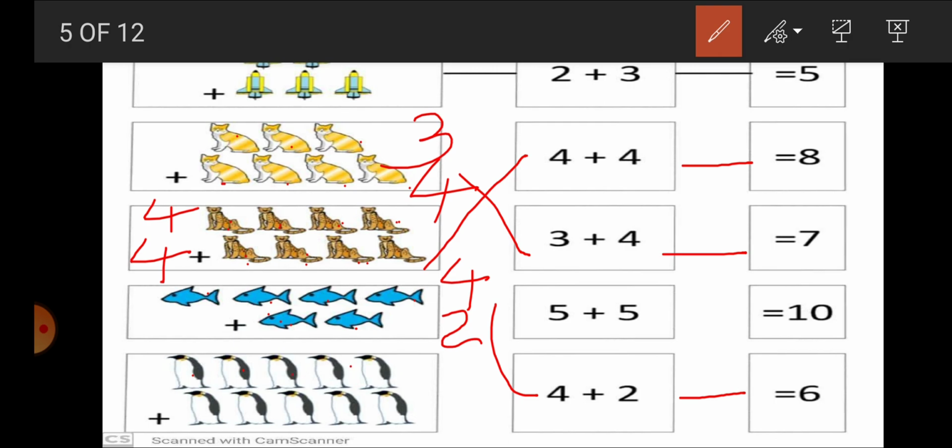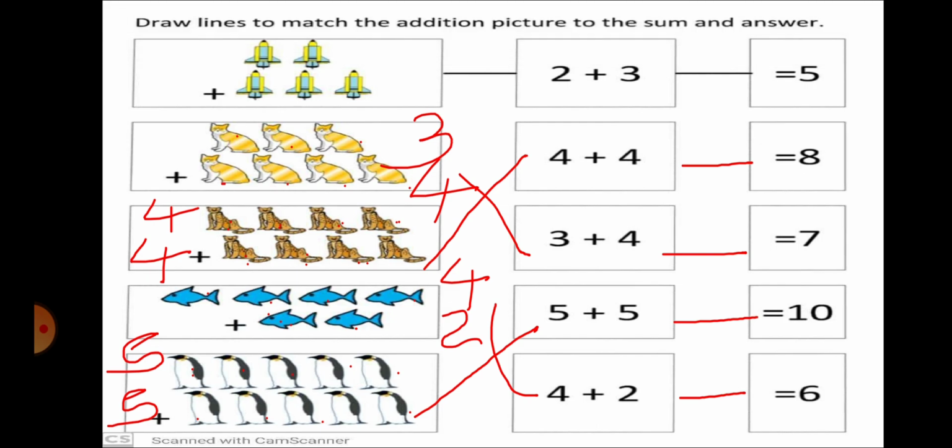The last one, count it together with me. 1, 2, 3, 4, 5, plus 1, 2, 3, 4 and 5. 5 plus 5. What will be the answer? 1, 2, 3, 4, 5, 6, 7, 8, 9, 10. 5 plus 5, the answer is 10. Is the topic clear?